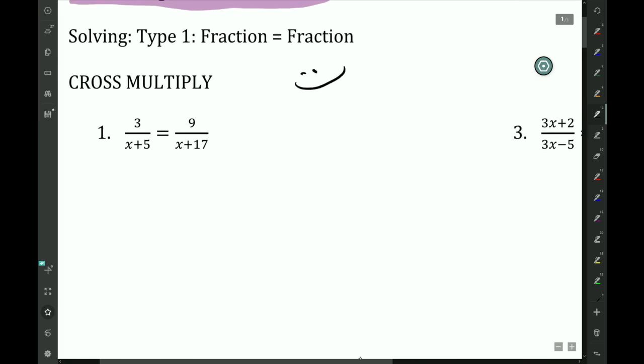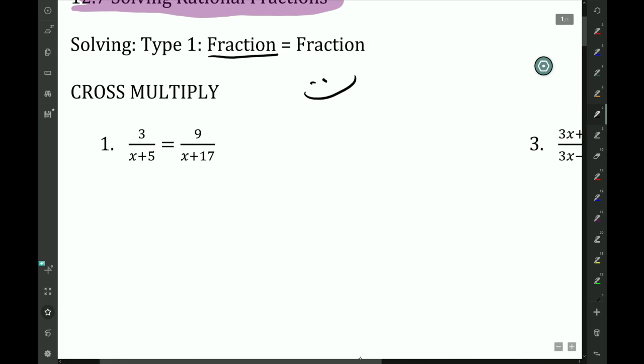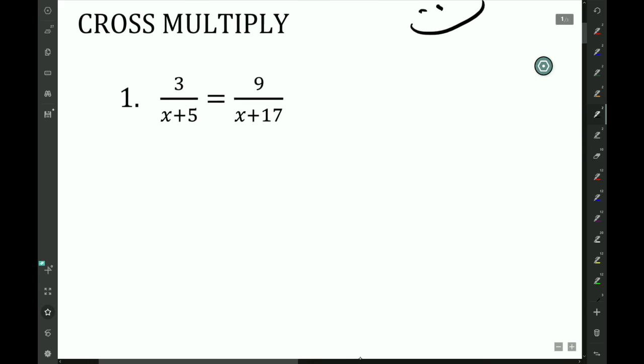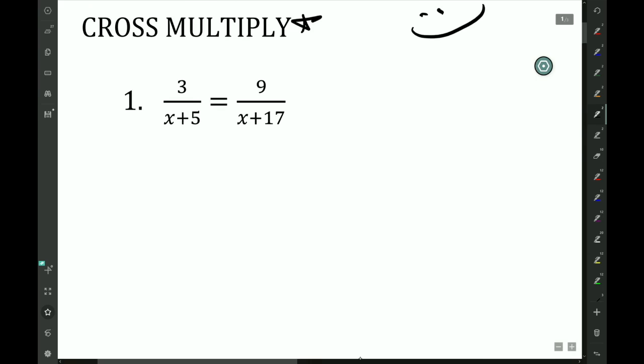Type 1, fraction equals a fraction. This is a type 1 scenario, and really it's as simple as cross multiplying. Students always want to cross multiply when they see fractions, and really the only thing that tells you you can is if you have an equal to. That is your cross multiply go ahead, okay? So it's green to go ahead as it's equal to. And yes, you're just cross multiplying.